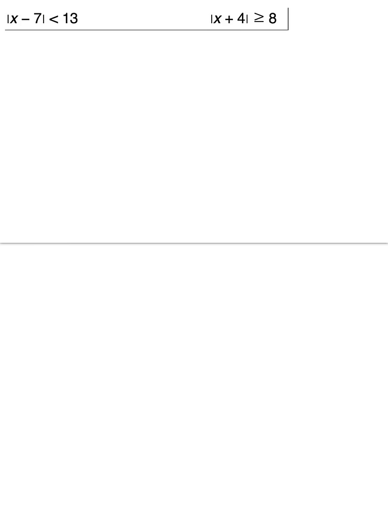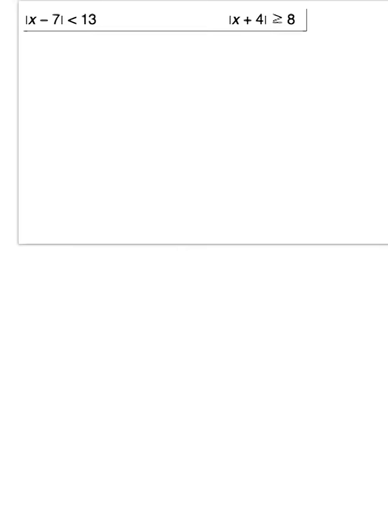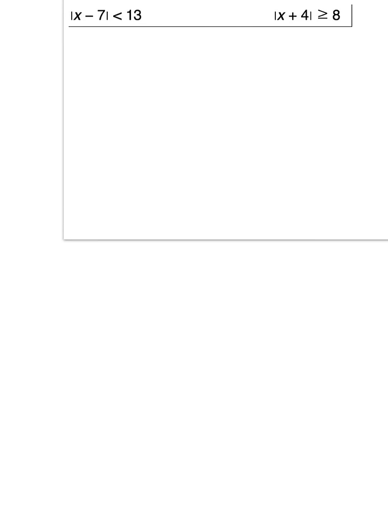So what we do is break it into 2 inequalities. The first one that we're going to do is x minus 7 is less than 13. And we're going to leave it just like that. The other one is going to be x minus 7 is greater than negative 13. So I flipped the sign and took the opposite of the number, because if I was to plug in the absolute value of negative 13, it's 13. So that's why I use this number.